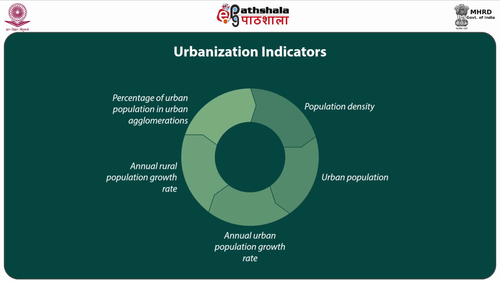The next indicator relating to urbanization is percentage of urban population in urban agglomerations. Here again the urban agglomeration definitions vary from country to country. Depending on the definition used by the country for urban agglomeration, the numerator will be the people living in urban agglomerations, denominator will be the total population.